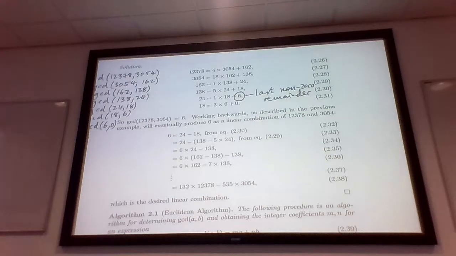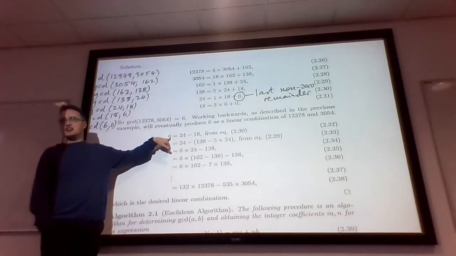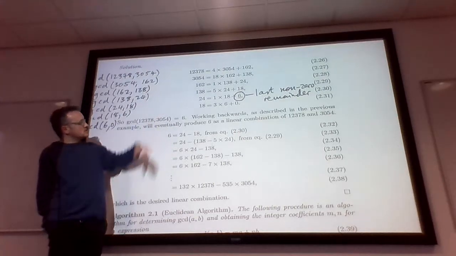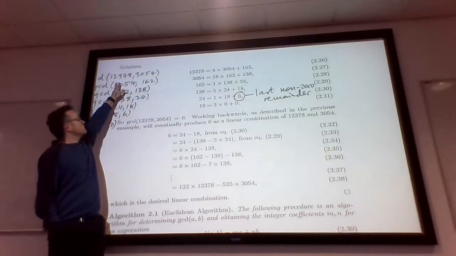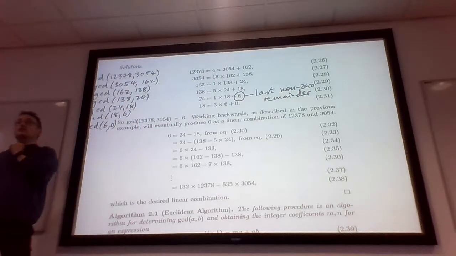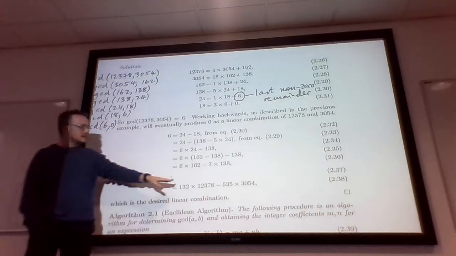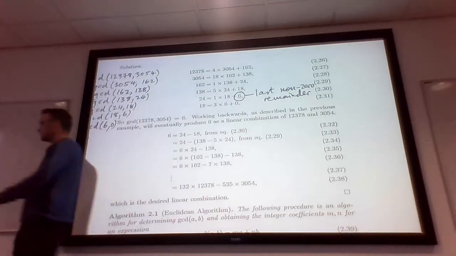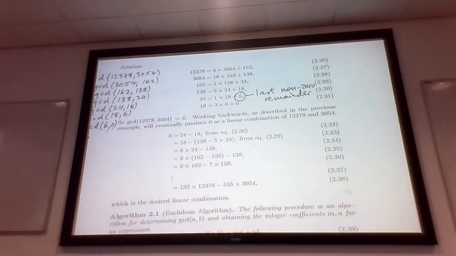Okay, so we can see this working here as well. If we look at this example we just stepped through, 6 is the greatest common divisor of the original pair, 1278 and 3054. What we seek is a linear combination of those two numbers that is equal to that greatest common divisor.